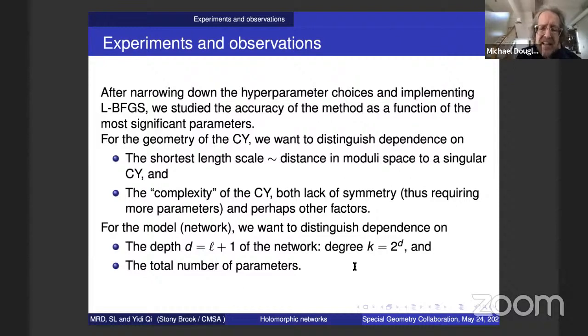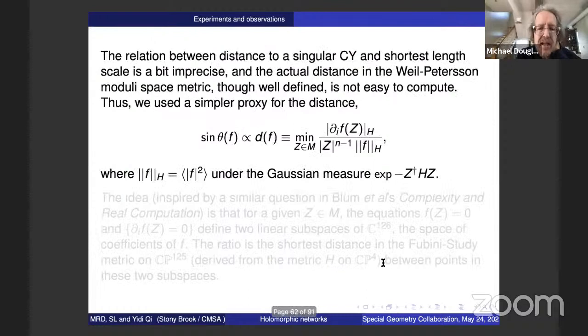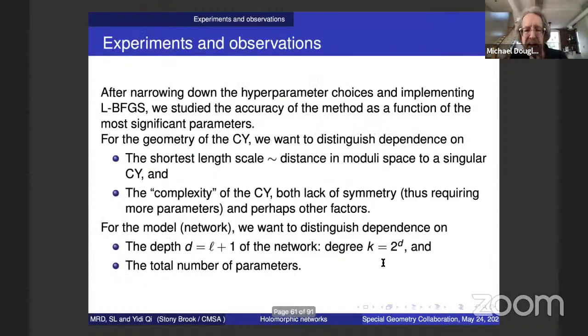And then a basic question that you could ask about that is, how many parameters do you need for a given error? And in particular, what controls the number of parameters you need? Is it either of these factors? Is it both of these parameters? So we needed to quantify. We didn't quantify this lack of symmetry more than we did, but we did quantify the shortest length scale on which there is a structure.